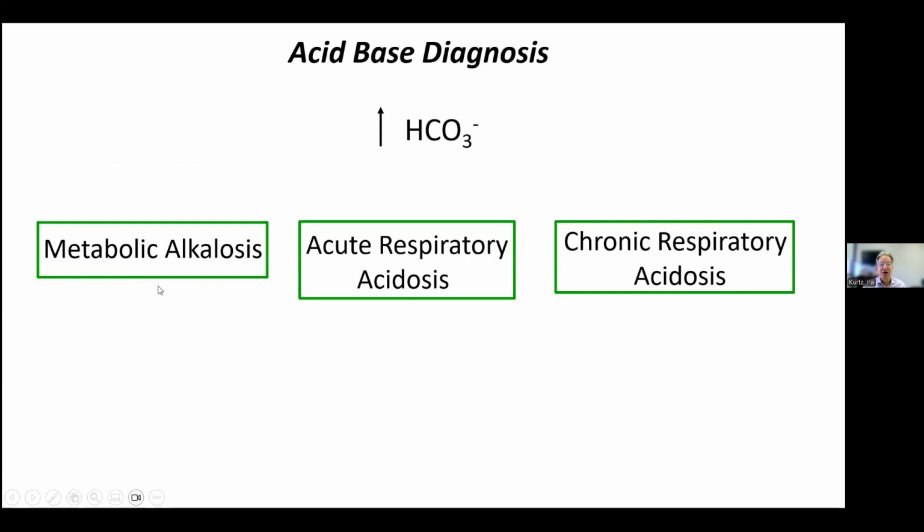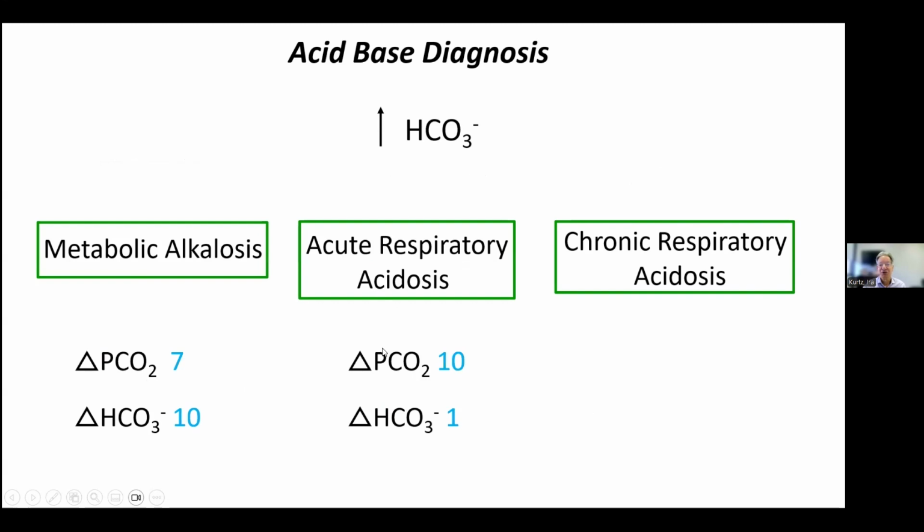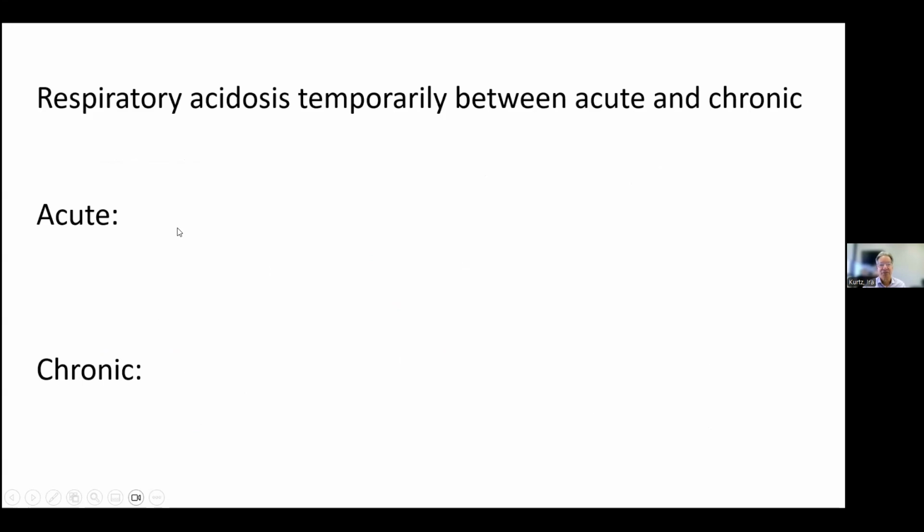Could it be metabolic alkalosis? Well, again, the proportion is 10 to 7. With acute respiratory acidosis, it's 10 to 1. And for chronic respiratory acidosis, it's 10 to 3.5. Did either of these fit our patient? Well, our patient's PCO2 changed by 40. So if it was acute respiratory acidosis, the bicarb should go up by 4. Remember, it's 10 to 1. If it's chronic respiratory acidosis, remember it's 10 to 3.5.